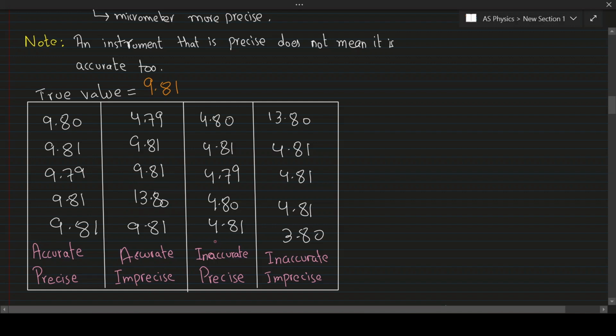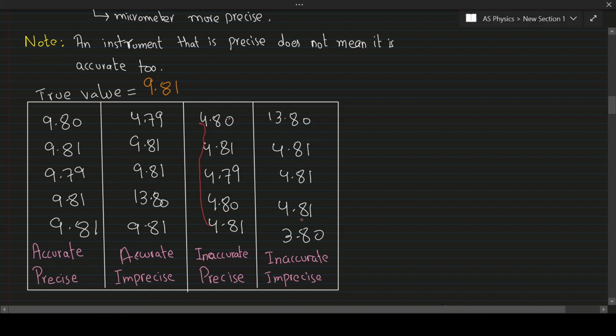On the third row, we can see that the result is inaccurate. Not a single value is 9.8, so that would be an inaccurate result. But on the other hand, it is precise. Why is it precise? Because the range is less. Okay, that is a very short range.